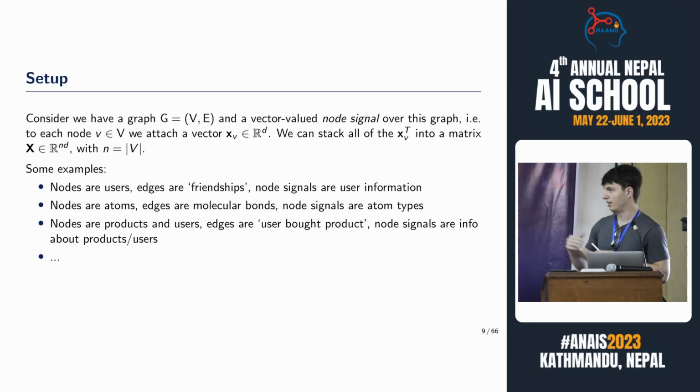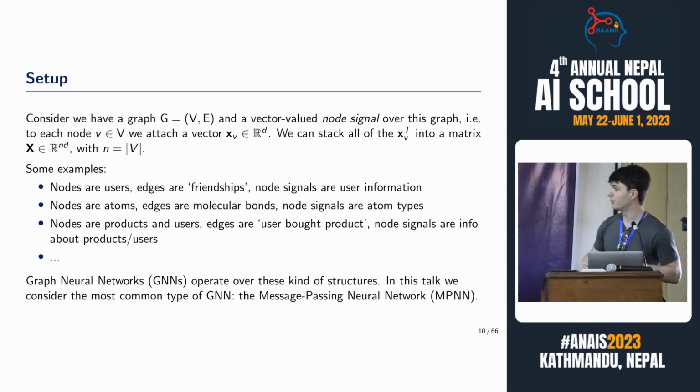Similarly, if you're Amazon, then the nodes could be products and users, and then the edges could be how these interact. Usually these last examples are called recommender systems. And these recommender system graphs are usually bipartite. Bipartite graphs means that you have two different classes of nodes, and nodes from one class only talk to nodes of the other class. Okay.